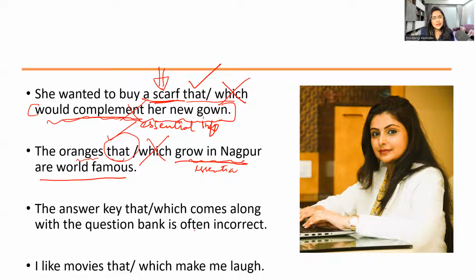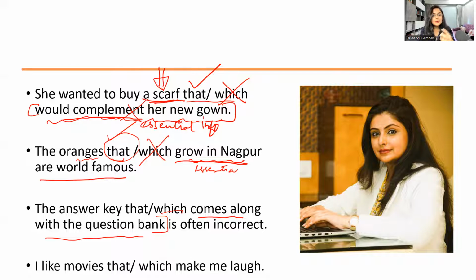Now, I can very well say that the answer key is often incorrect. So even if I drop this information, I can say that. But if I say that the answer key is incorrect, I'm not very specific about which particular answer key I'm talking about. Okay. So this piece of information that comes along with the question bank is helping me identify what answer keys I am talking about.